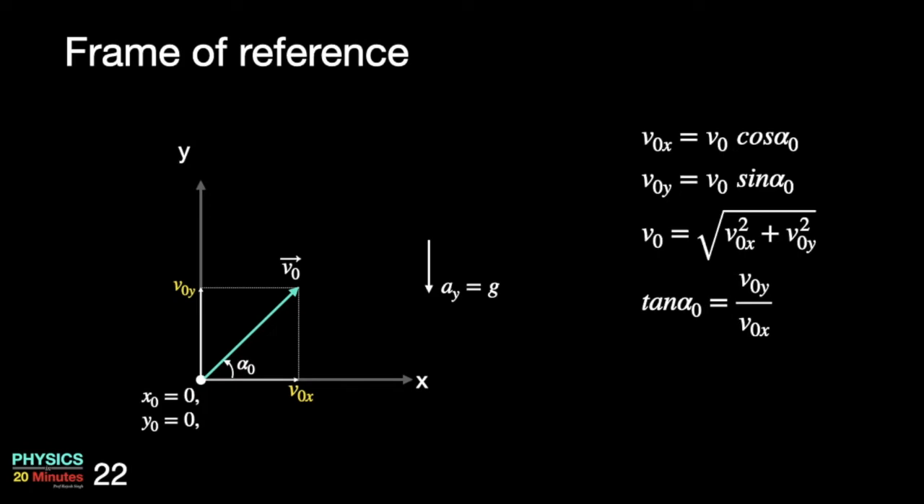What is the vertical acceleration? The vertical acceleration is ay, which can be written as equal to g. The horizontal acceleration is ax. There is no horizontal acceleration, ax is 0.